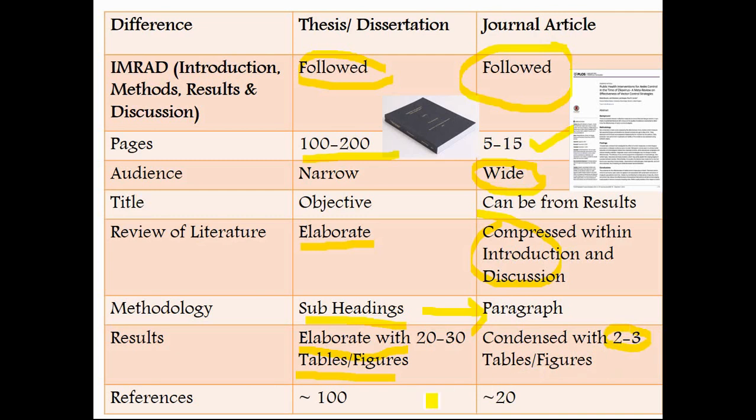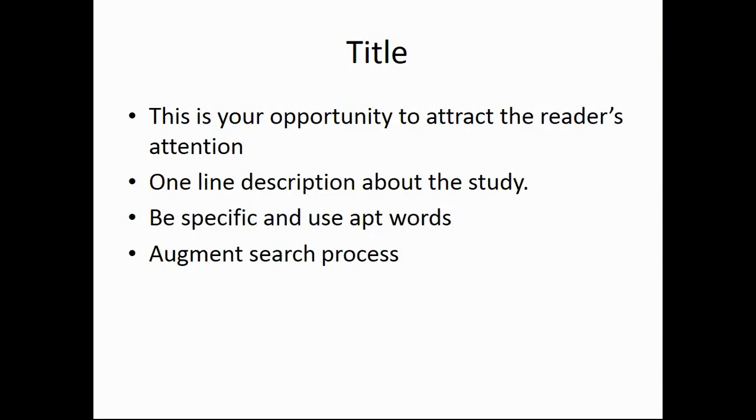And a thesis will have approximately 100 references, which will be condensed to about 20 to 30 references in a journal article. So this entire slide describes the process of how you are going to make a journal article from an already completed thesis. Now let us see these topics individually.